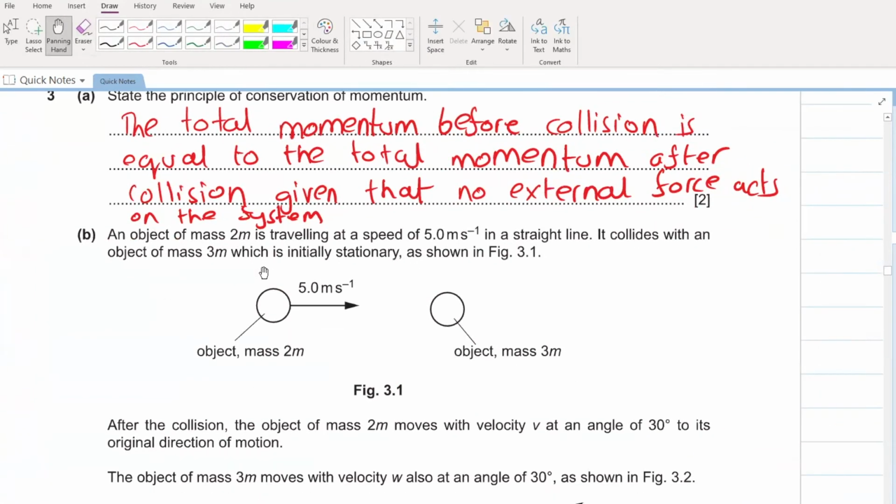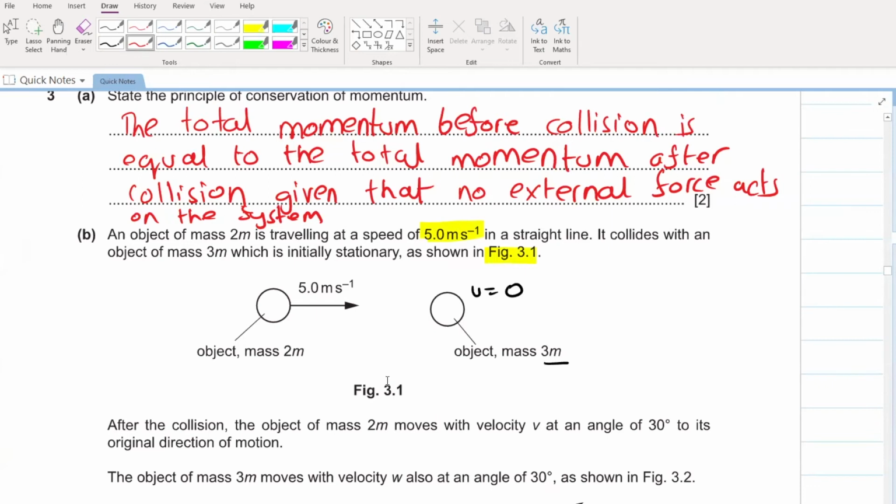An object of mass 2m is traveling at a speed of 5 ms⁻¹ in a straight line. It collides with an object of 3m which is initially stationary, as shown in figure 3.1. So beta, initially this object is stationary with a mass of 3m. This object has a mass of 2m traveling with a velocity of 5 ms⁻¹.